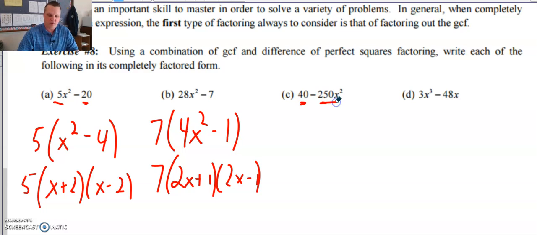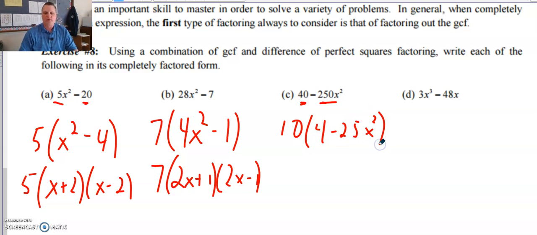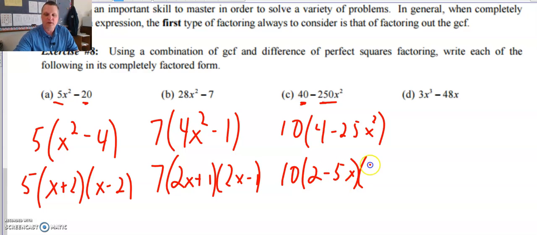Now this here, 40 and 250. Okay? A little more challenging. Okay, start with the easy one. Start with 10. Okay, 4 minus 25x squared. All right, so that's good. That's as far as you can go. Okay, but that was easy. You could have taken 2. You could have taken 5. Okay, but the largest you would have been able to take out was 10. So then you have a 10, and then you have a 2 minus 5x, and a 2 plus 5x.